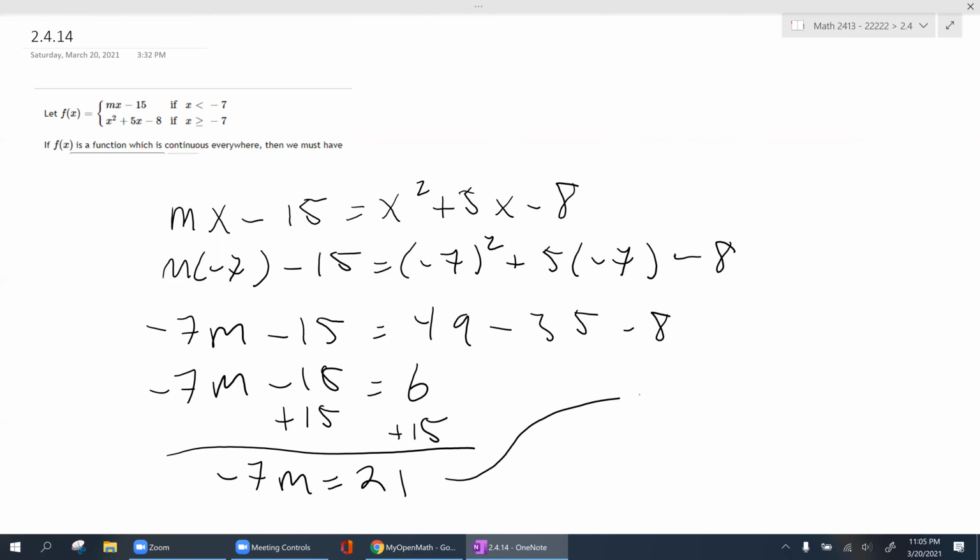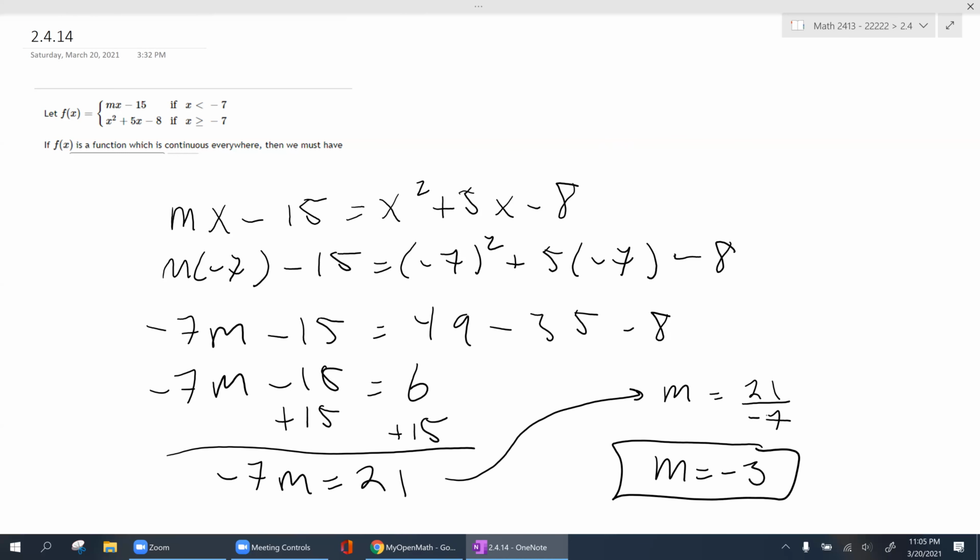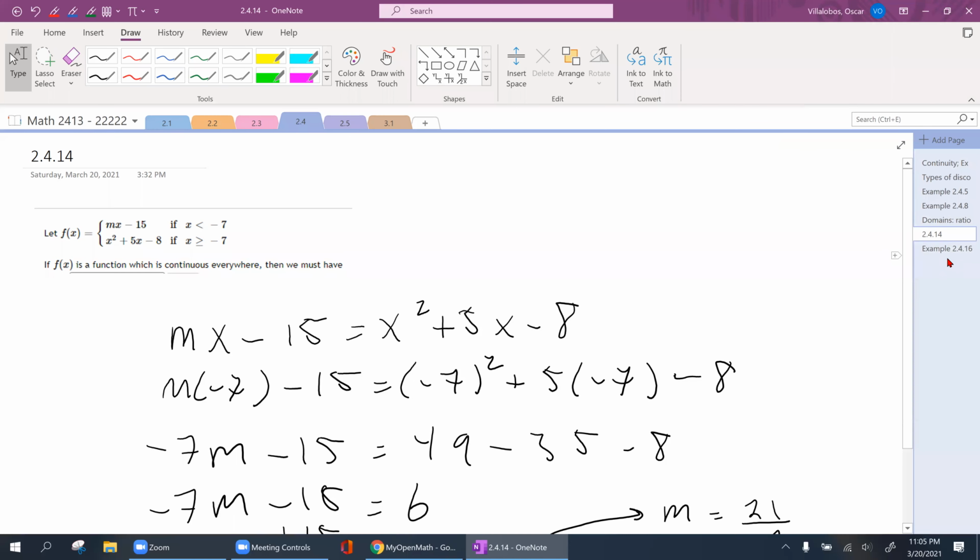And last but not least, I'm going to go ahead and divide by -7. So m is equal to 21 divided by -7, so m is equal to -3. That means in order for this function to be continuous everywhere, at x equals 7, so for them to be spliced there, that m must be -3. And when it is -3, this entire function would be continuous.